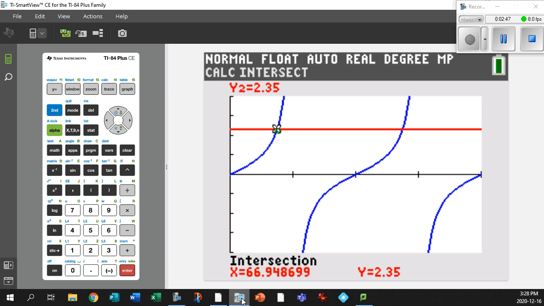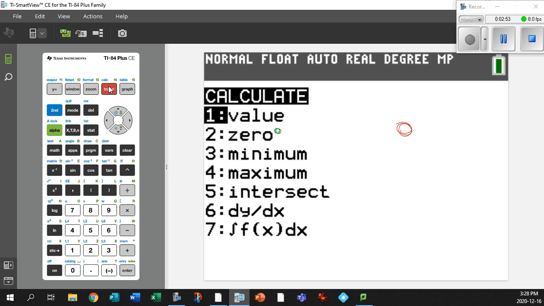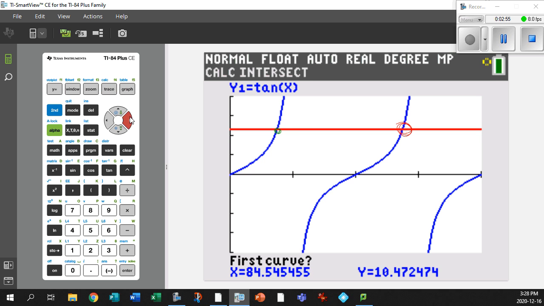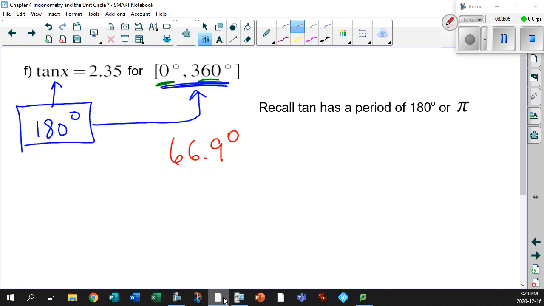Okay, let's go and figure out the other one. Let's figure out this guy right over here. Okay, all right, perfect. Second calc. I'm going to find my intersect, and I'm going to mouse over there now. And there it is. Enter, enter, enter, and I get 246.9 degrees. Wait a second. Hold a second.